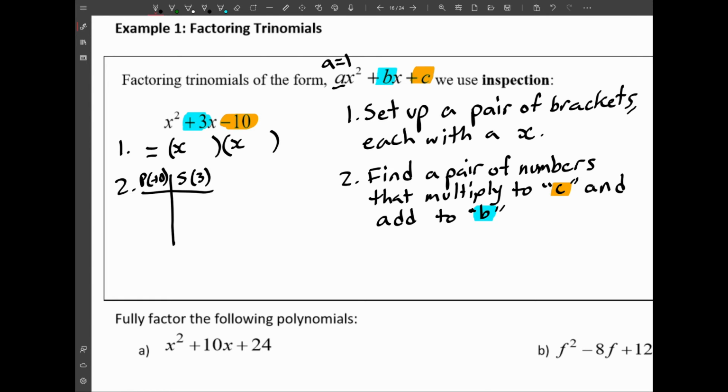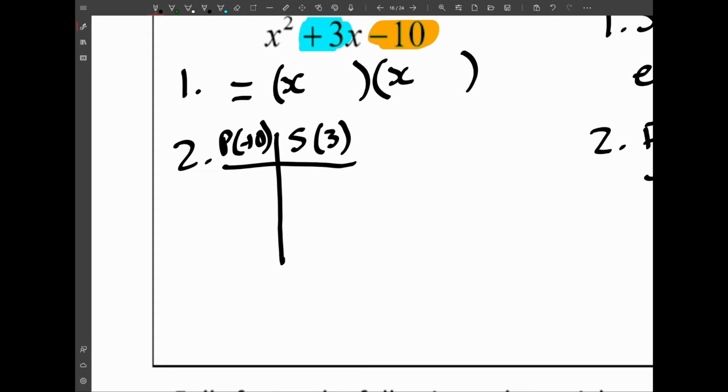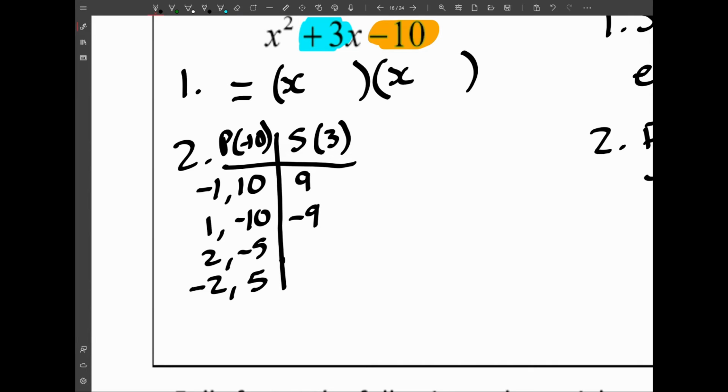So what I recommend is we should just go through the factors of -10. So -10, what are the factors? Well, -1 and 10, 1 and -10, 2 and -5, -2 and 5. Those are all the factors of -10. So we look through the list and see what they add up to. Well, -1 and 10 is 9. 1 and -10 is -9. 2 and -5 is -3. And -2 and 5 is +3.